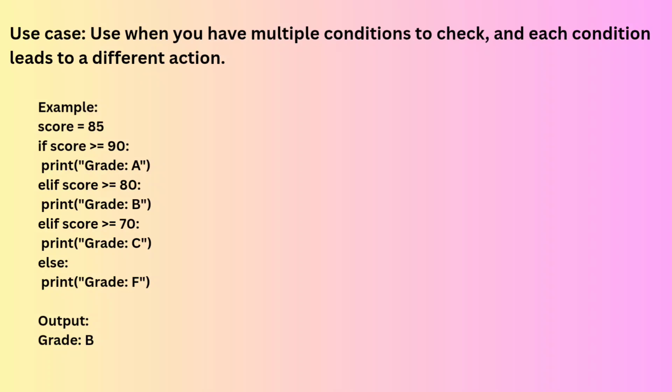Here is the example of the if-elif-else statement. In this case, Python checks the conditions in order. Since score greater than or equal to 90 is false but score greater than or equal to 80 is true, it executes the elif score greater than or equal to 80 block and skips the rest.